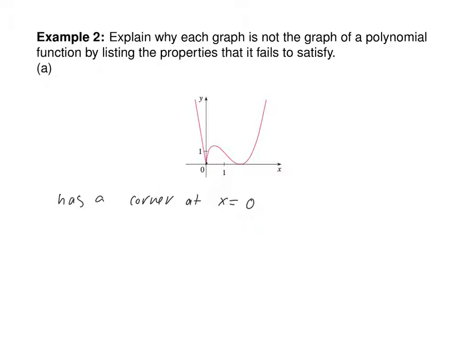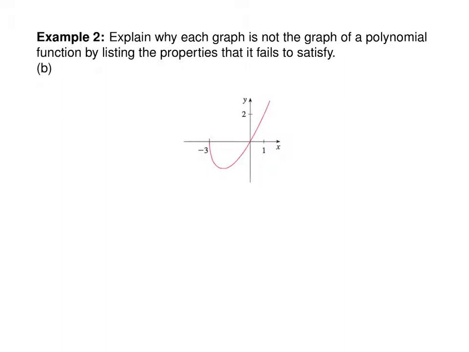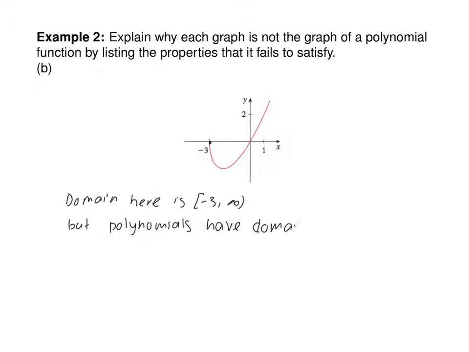Part B is a little more subtle. So, does this have any corners? No. What's wrong with it? The domain. Yeah, the domain here is -3 to infinity, assuming I meant to have a closed circle there. What's true about polynomials' domains? All numbers. Polynomials have domain R. So the problem is that the domain is not all real numbers.